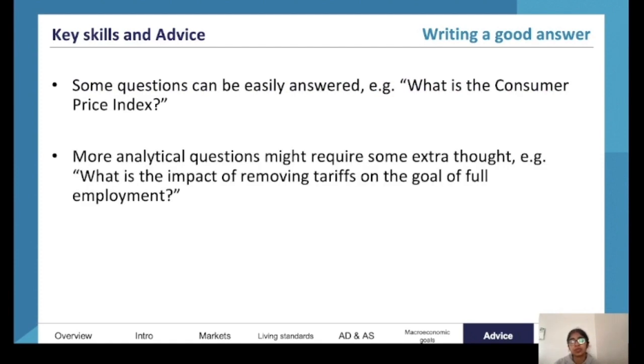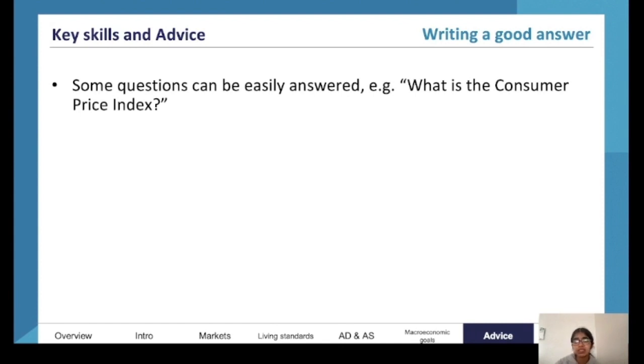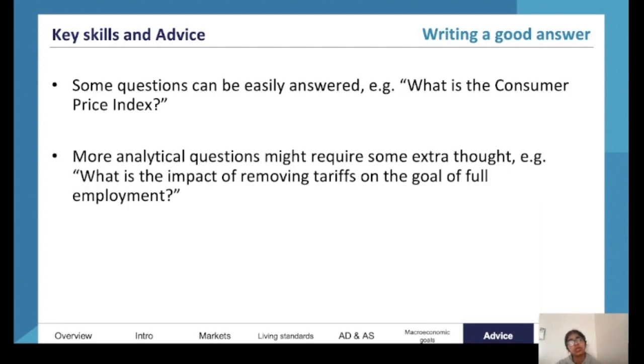So for example, what is the consumer price index? Remember, it's just the weighted basket of goods and services that are most important to households. But there are also some questions that are worth more marks, and obviously you need to do some analysis for that. So you need to think about them and give a very well thought out, well structured answer. So for example, what's the impact of removing tariffs on the goal of full employment?